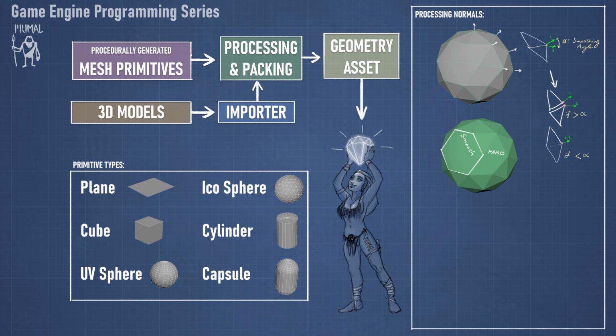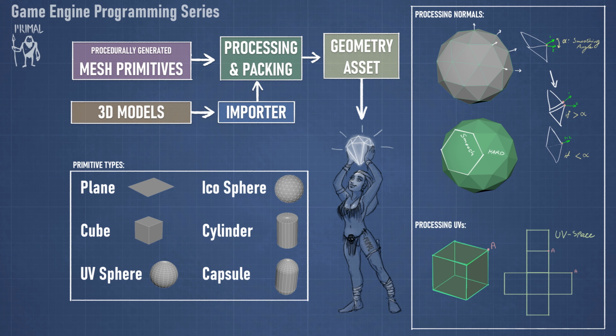And we can do the same for the UV coordinates. This same corner of this cube, point A, will be mapped to different points on the UV plane. And when that happens, we also need to split the position vertices in two. And later when we have tangents, we need to do the same.